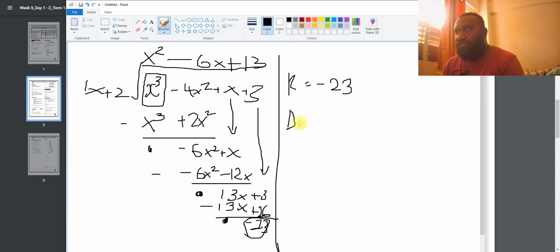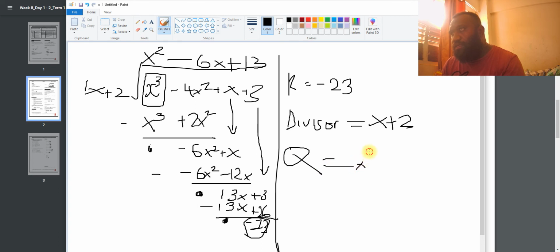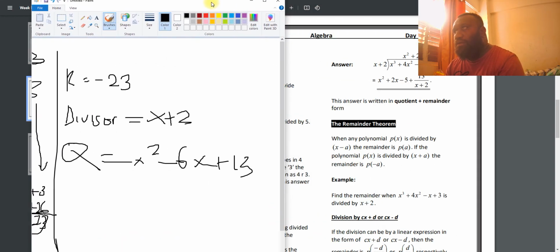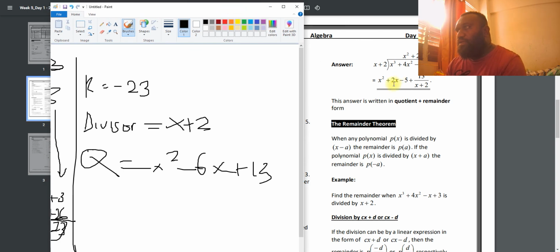Our divisor is x plus 2. Our quotient is x squared minus 6x plus 13. Okay, so from our answer here, we have it in quotient and remainder form. So our quotient is this.